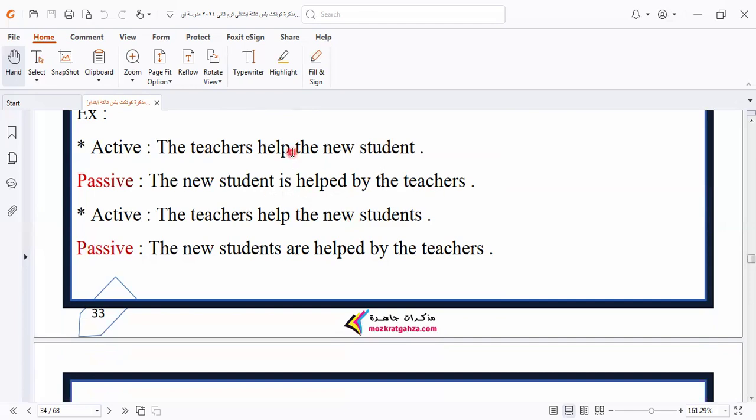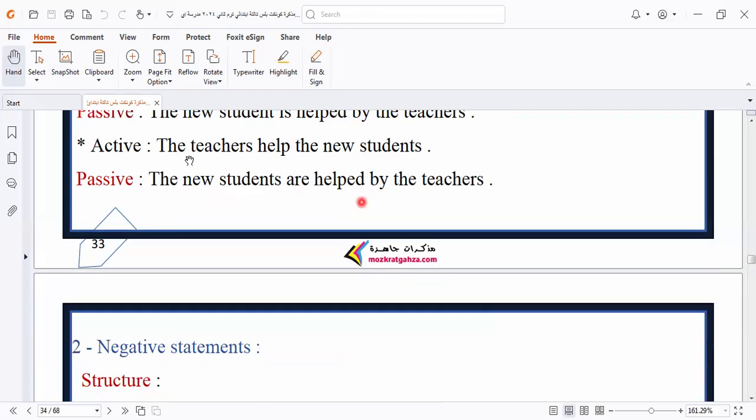So help is in present form. So I put is, and I put help in the past participle of the verb, and I put by the teachers at the end of the sentence. There is the active sentence: subject, verb, and object. The teachers help the students. So for the students here, it will be are because it's plural: the students are helped by the teachers.